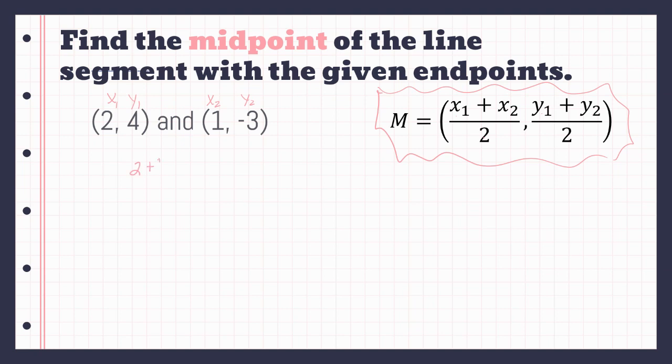So I'm going to take 2 plus 1 over 2 and 4 plus -3 over 2. Always include the signs, okay, so that you don't mess that up. And then I'm going to simplify. 2 plus 1 is 3 over 2. 3 can't be divided by 2, so I'm just going to leave it as a fraction. 4 plus -3 is 1 over 2. Again, that can't be simplified. I'm just going to leave it as a fraction. So the midpoint of these 2 points is 3/2, 1/2. Again, you're just plugging into the formula, and you are finding the midpoint between the 2 x's and between the 2 y's.